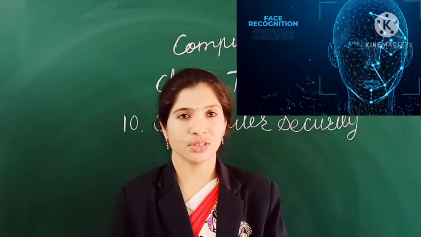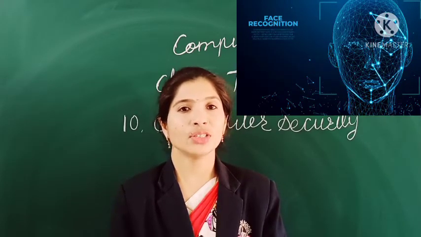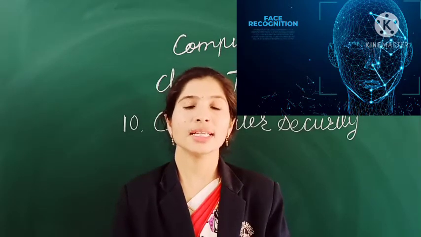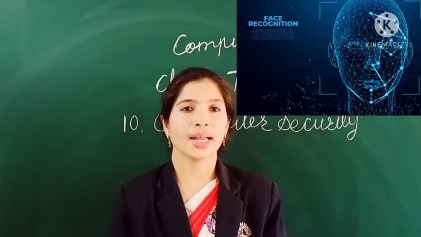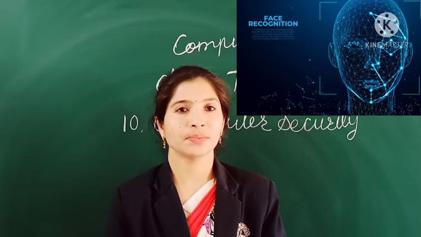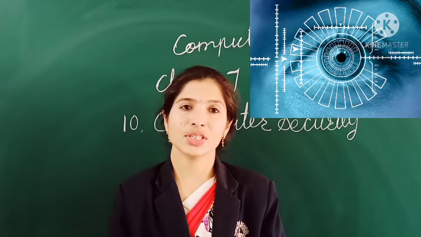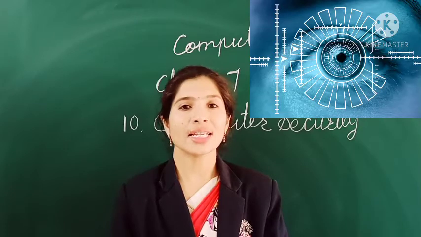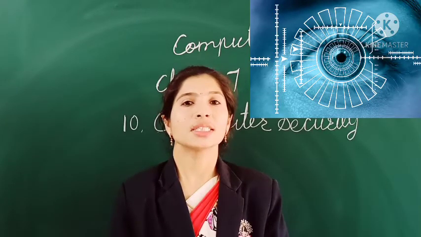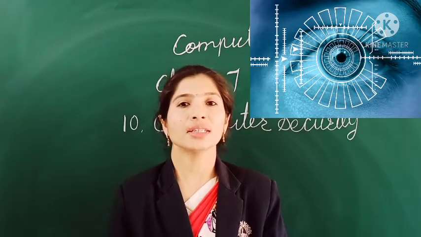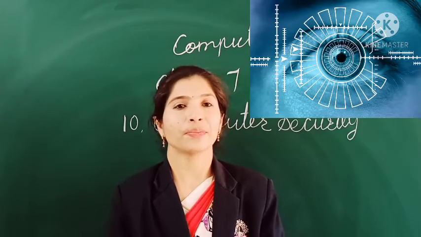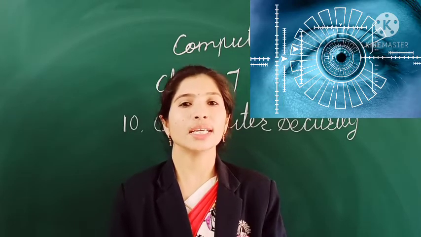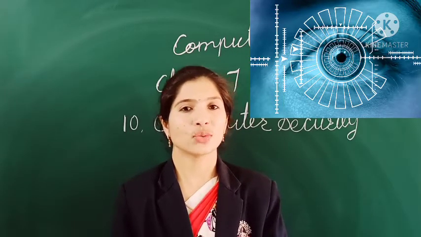Now, face recognition. The analysis of facial features is done by scanning a person's face. It helps to authenticate an individual's identity. Now, iris recognition. The structure of the iris is very distinctive. Iris identification is done by scanning the iris of the eye. Iris recognition is one of the best ways of authentication in high risk situations.